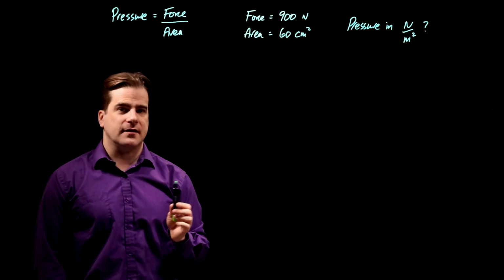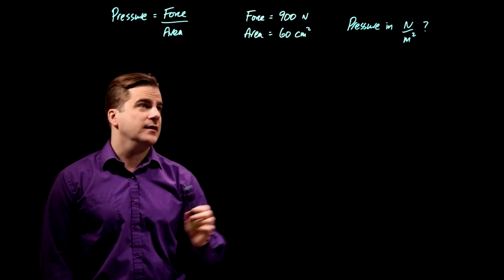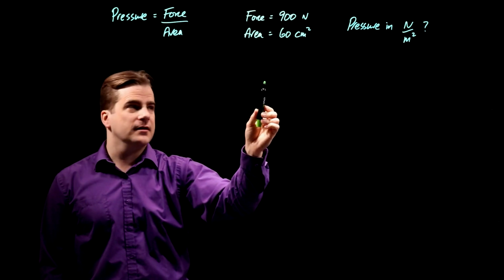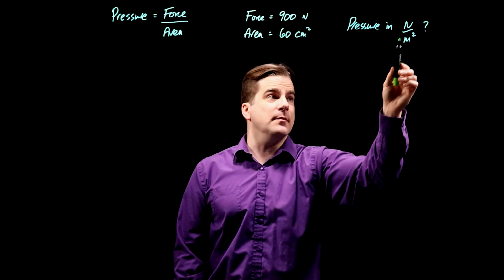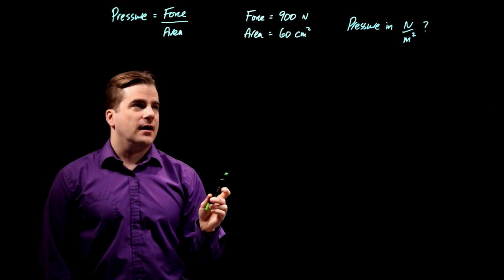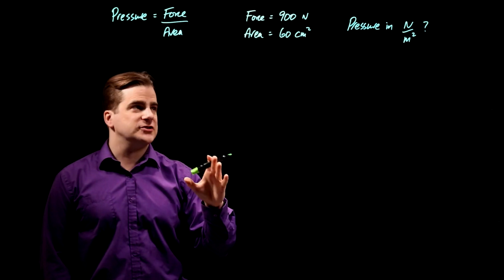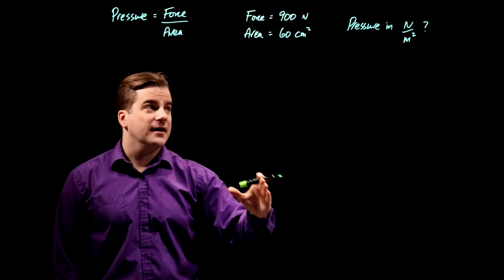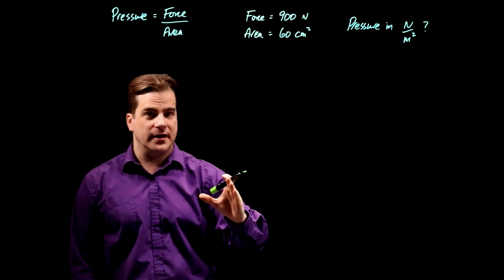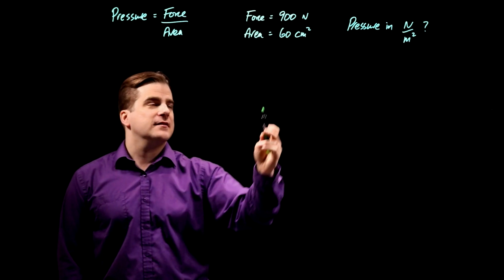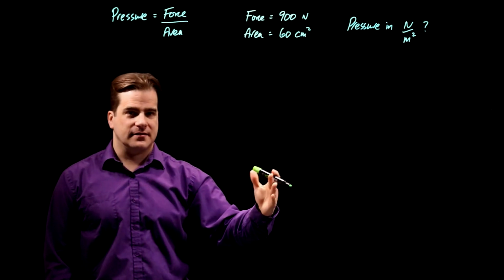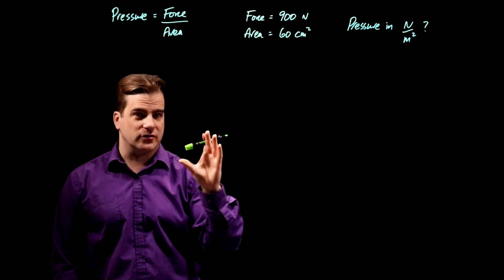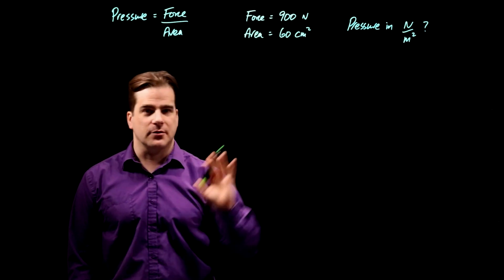It's the units that make this a slightly tricky question. They've given us newtons, but they've given us the area in centimeters squared. And we have to give the answer in newtons per meter squared. And it's not as simple as just changing it by a factor of 100. Yes, there's 100 centimeters in 1 meter, but it's centimeters squared. So it turns out you have to change it by a factor of 10,000, not just 100. I'll show you what's going on.